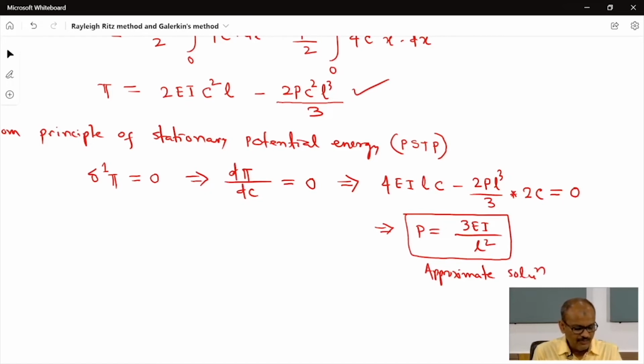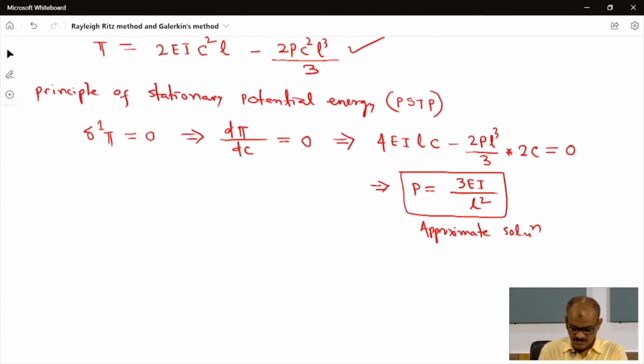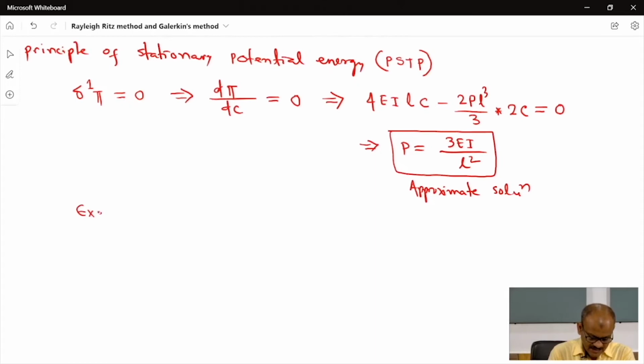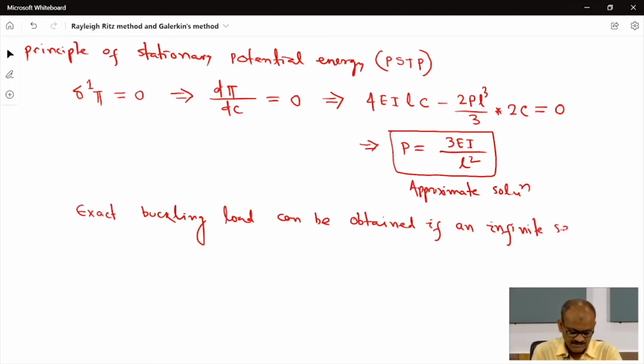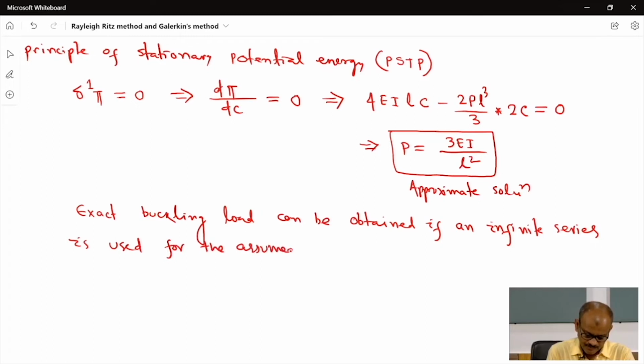The exact buckling load can be obtained if an infinite series is used for the assumed deflected shape.